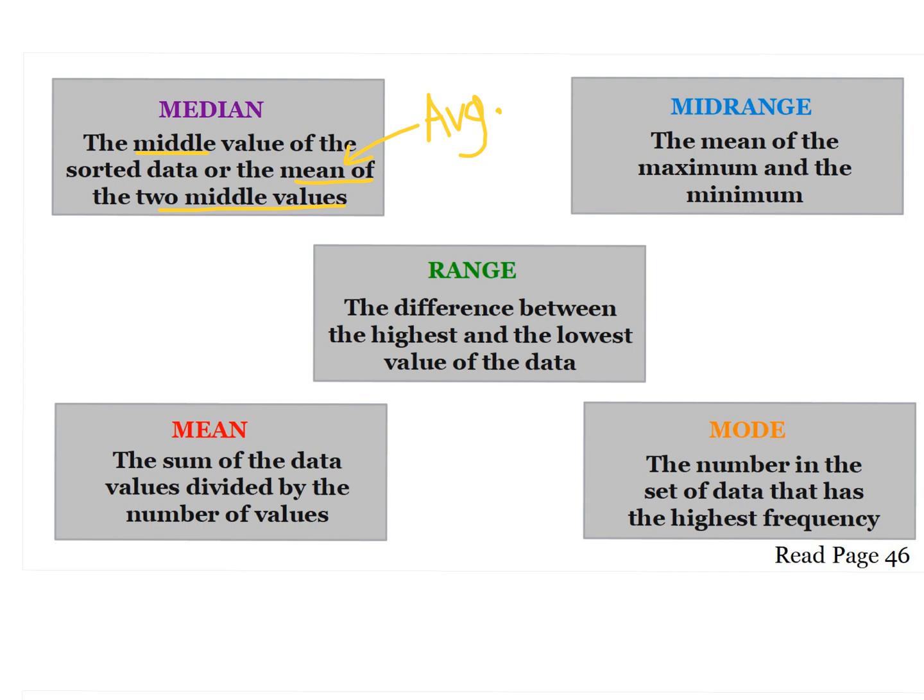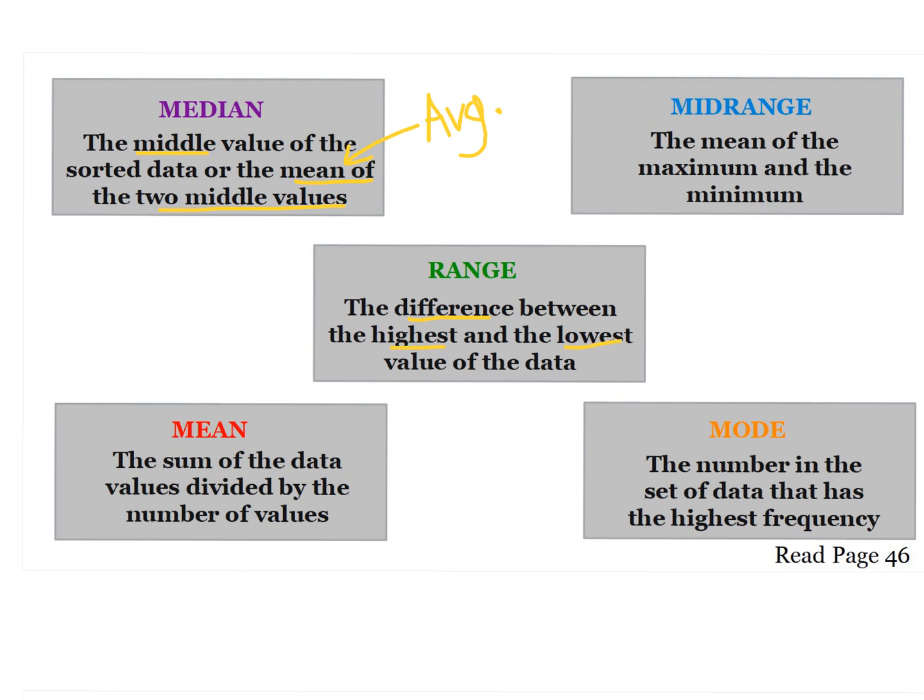Okay, mid-range is the mean of the maximum and the minimum. So again, you're going to take the maximum and the minimum value and then you will average them. The range is the difference between the highest and the lowest.